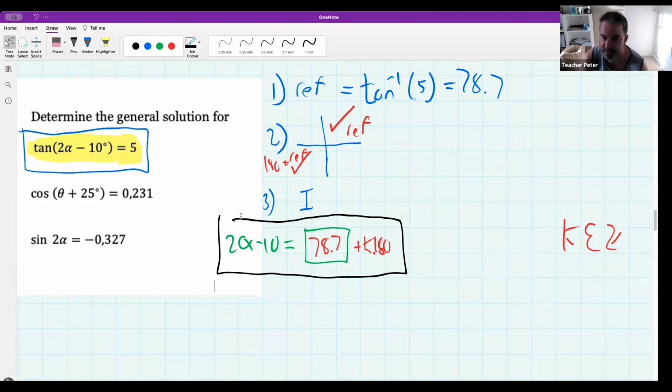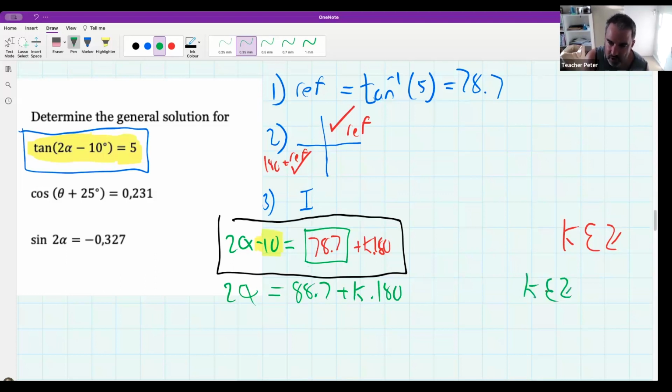And it does make a difference. What do you normally do when you solve an equation? Which one would you deal with first? I think, no, it's not the 2. Okay. You have to isolate the alpha, and so you have to deal with the 10. So what happens is you go 2 alpha equals, and you bring it across, and you're going to get 88.7 plus k times 180, where k is an element of integers.